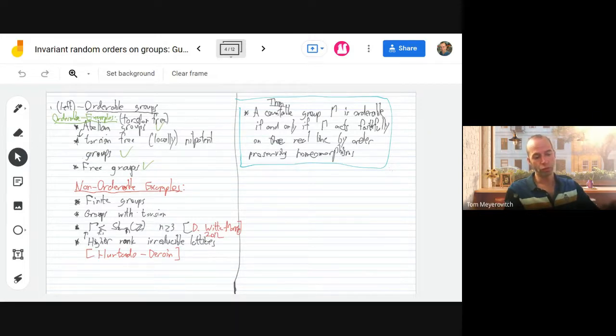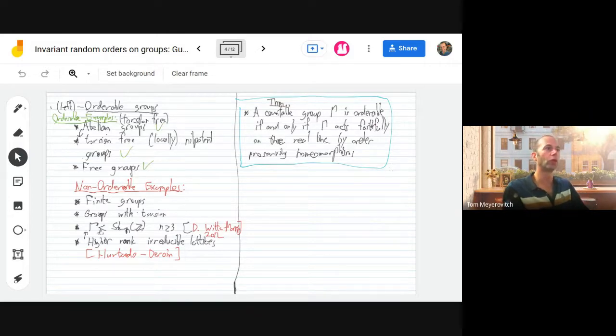Another fundamental result in this area, a classical result, is that free groups are orderable. And this is slightly trickier to see, but there are some arguments for that. I will explain it in a moment. So free groups are orderable, torsion-free abelian groups are orderable.